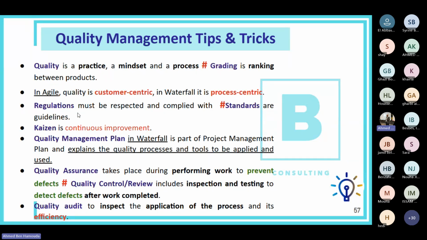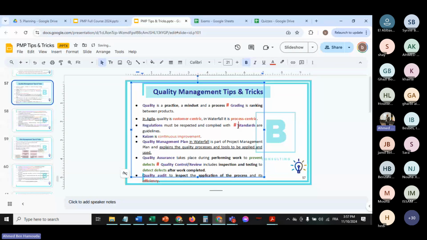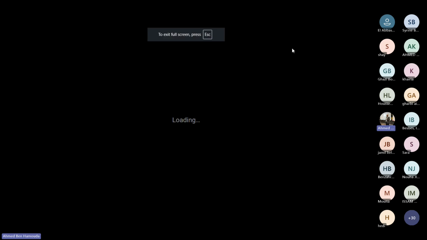Regulations must be respected and complied with, as opposed to standards, which are usually just some guidelines to be followed, and they are optional. Okay, so regulations are a must. However, guidelines are optional. Okay, let me just underline this. Standards are just guidelines, or optional guidelines. So they are not really a must.